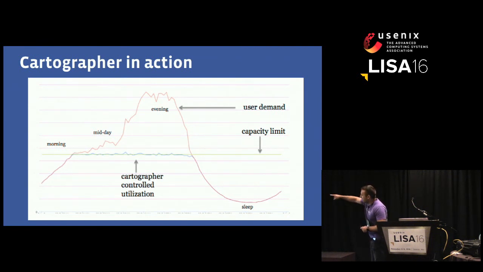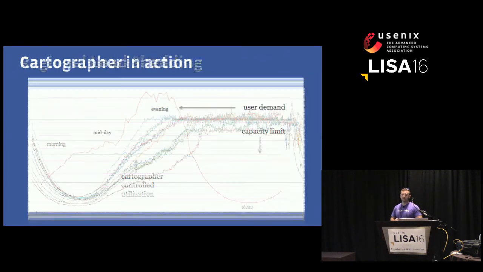And you can see that jaggedy little line there, the green one. That's where Cartographer actually kept it right where it needed to be. So Cartographer's job is to take all of these different inputs and keep capacity and all the connections that are happening to these POPs as close as possible to those utilization limits.